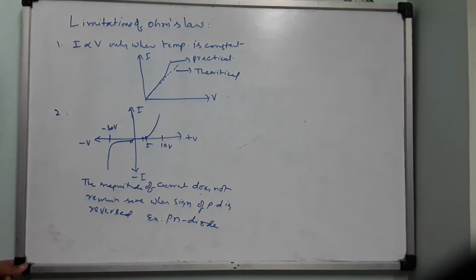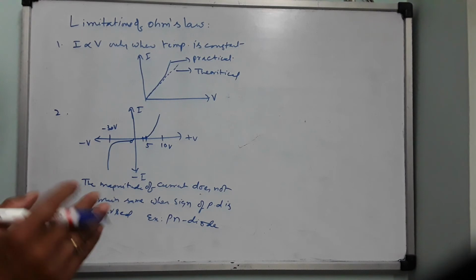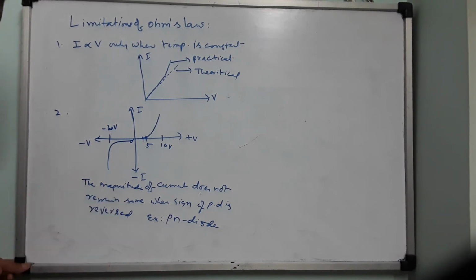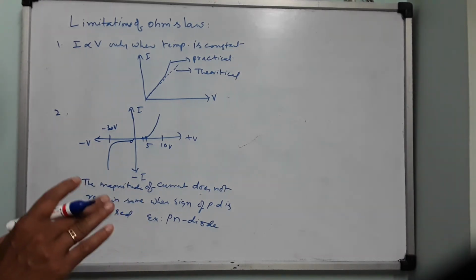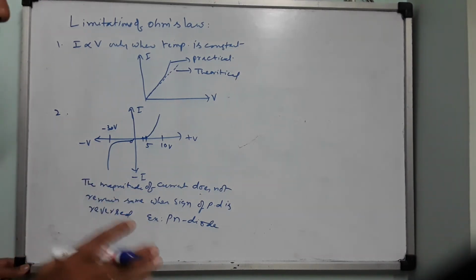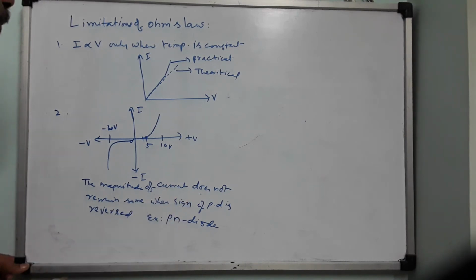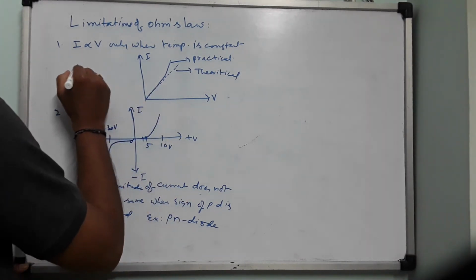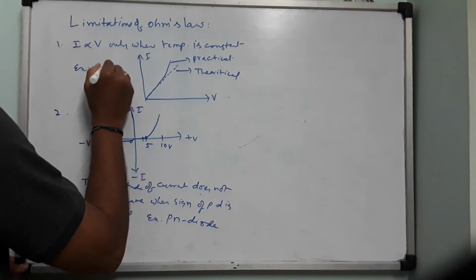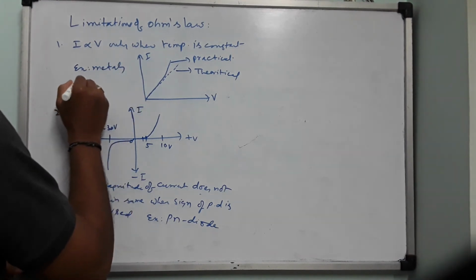Ohm's law is not really a law. It is actually a mathematical relation between voltage and current. Whether the relationship between voltage and current is linear or non-linear, the formula V equals IR is valid in all conditions. So the example is the p-n diode, and this example is metals, that is, conductors.